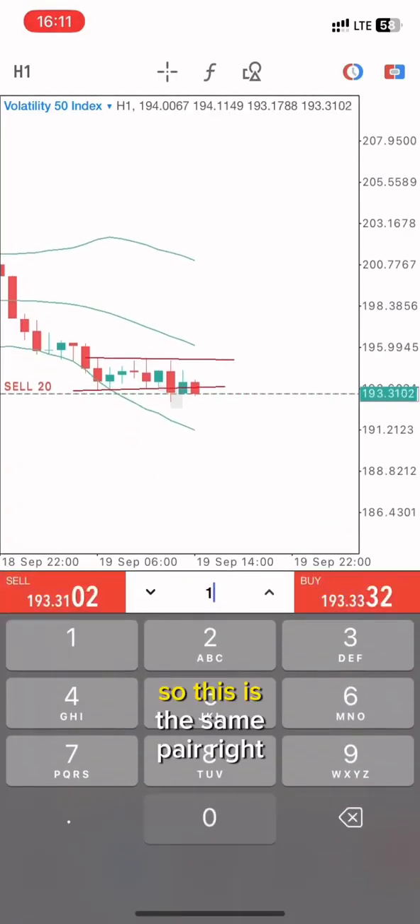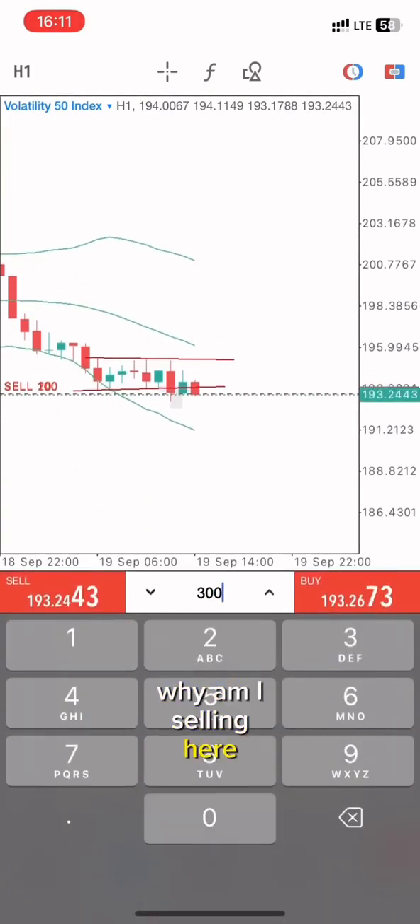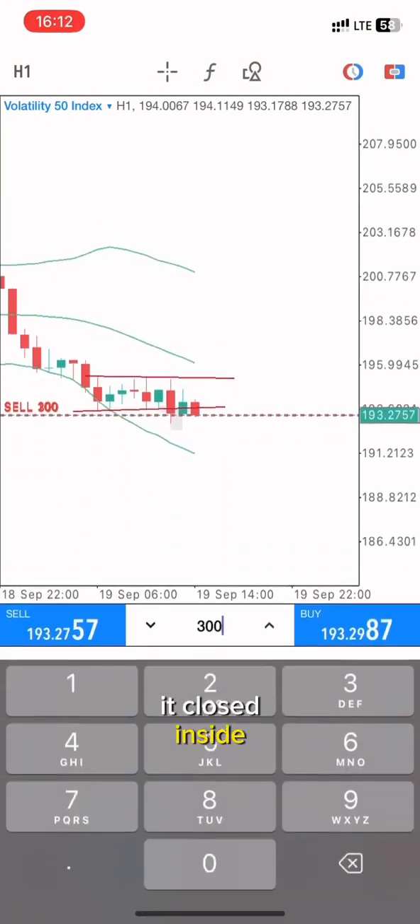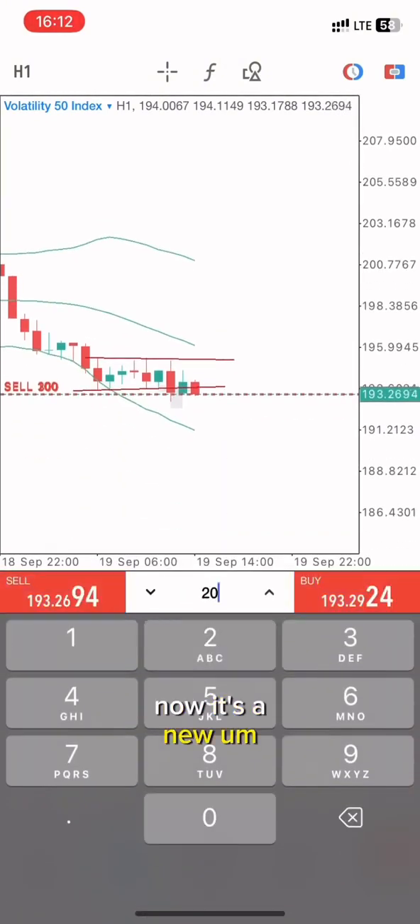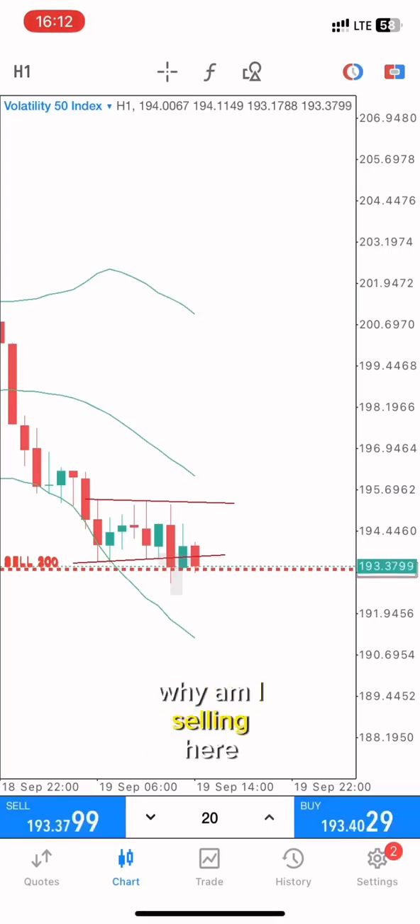So this is the same pair, right? Why am I selling here when it closed inside? As you can see, it closed inside. Now it's a new candle which is forming on the next time frame. Why am I selling here?